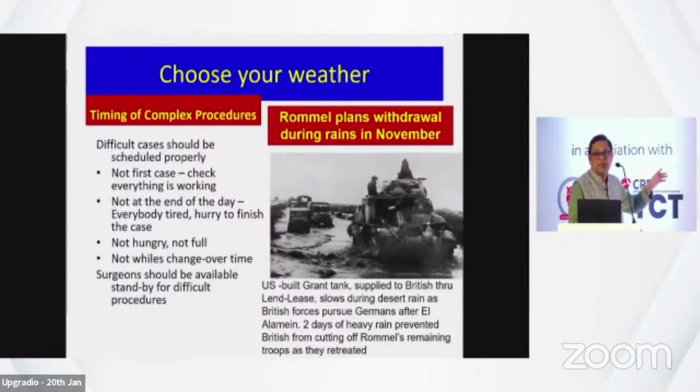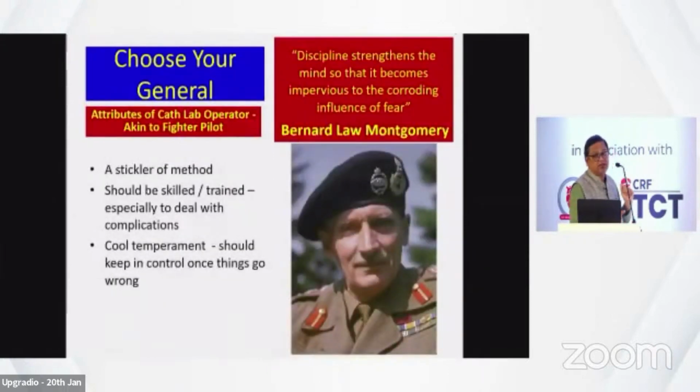So that is also timing, because surgeons finish the case and sometimes go home. So you plan cases at those times. So I think that is important to understand. Now, choosing the general. Of course, general here is you.